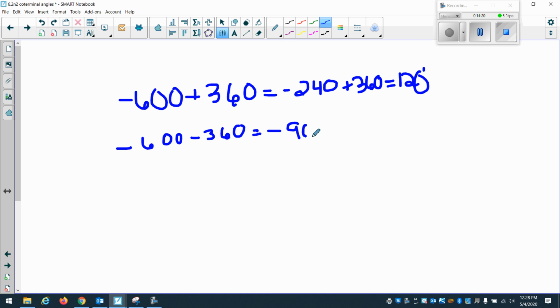Okay, so if you're given a negative angle, to find a positive coterminal angle, you add 360 until you're in a positive range. For another negative coterminal angle, you take the negative angle given to you and you subtract 360. Oh, this is 960. Sorry about that. Okay, so that's how you find the positive and negative coterminal angles.